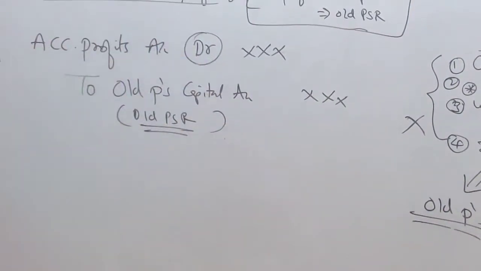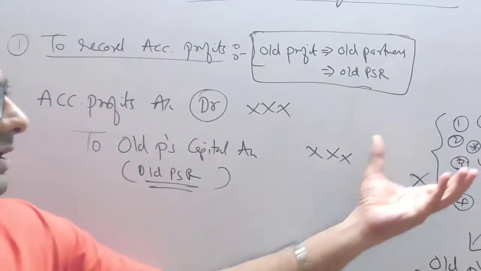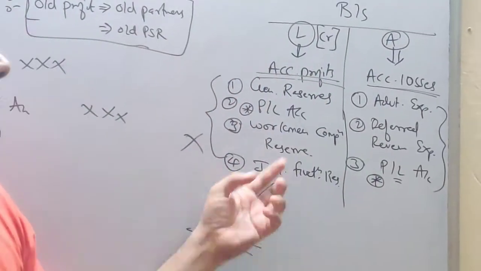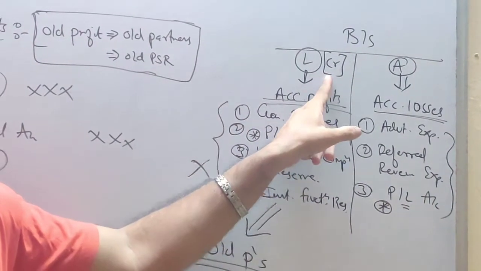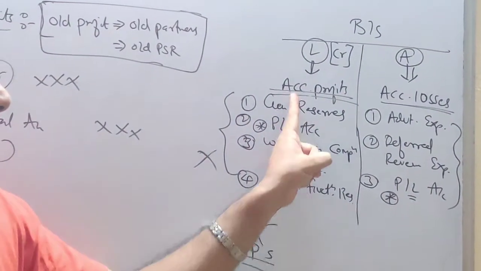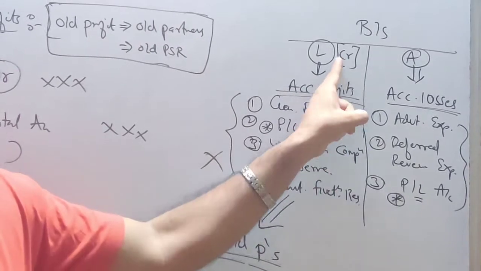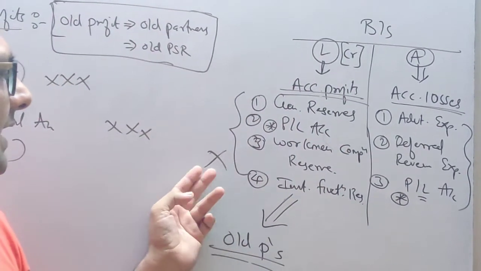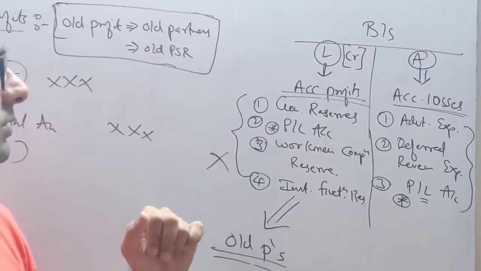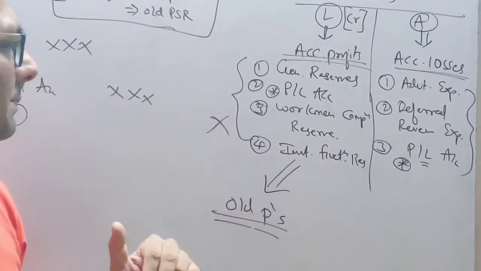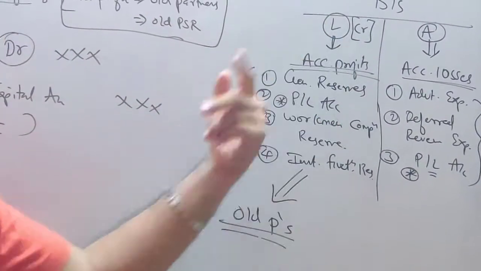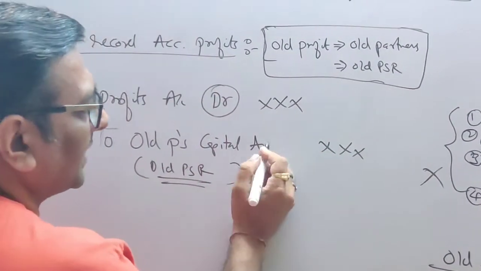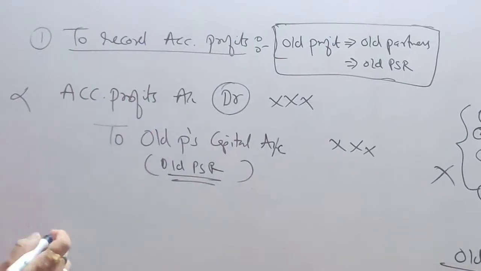I hope you have understood this, and how to remember the effects also. So I am repeating, liability always has a credit balance. So these are profit accounts. They have credit balances. If I am giving out to old partners, we are actually closing it down by distributing it to the old partners. So to close it down, you give the opposite effect. So you are debiting profit to the old partners' capital account. Hope you have understood the effects.